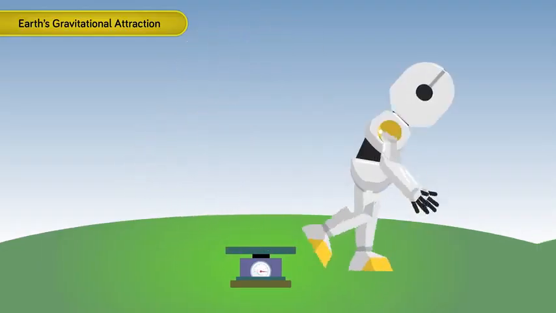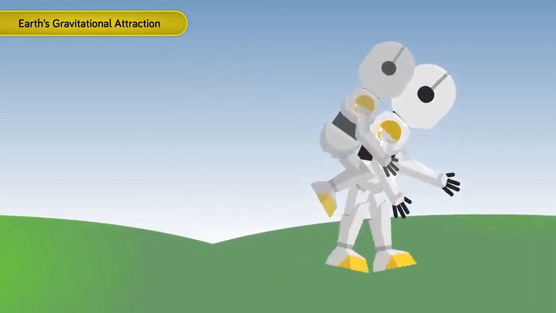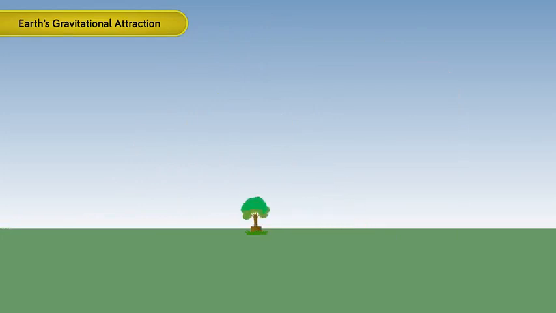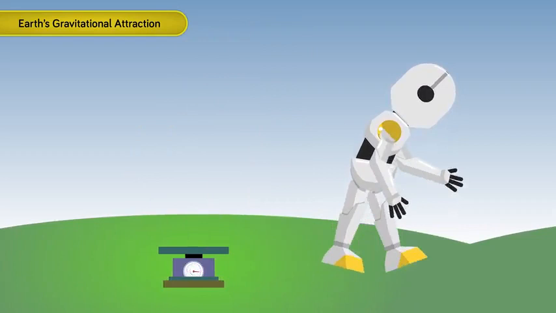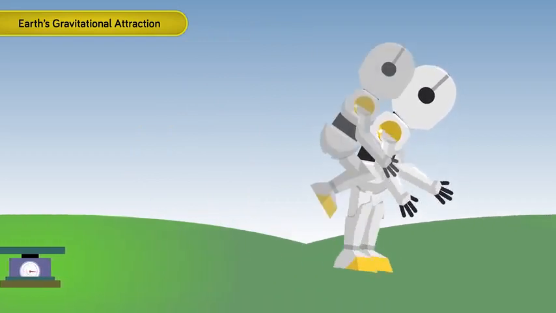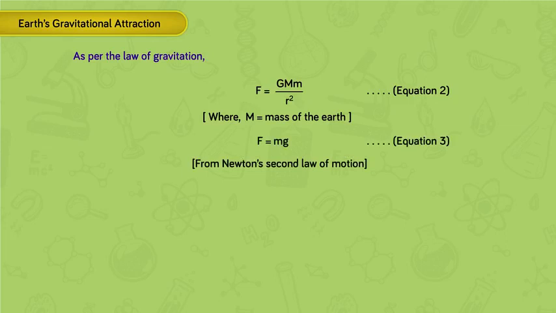To find the value of g on the surface of the Earth, we can calculate the value of g by using Newton's universal law of gravitation for an object of mass m situated at a distance r from the center of the Earth. The law of gravitation gives equation 2, F is equal to G M m upon r². Equation 3, F is equal to m g from Newton's second law of motion.